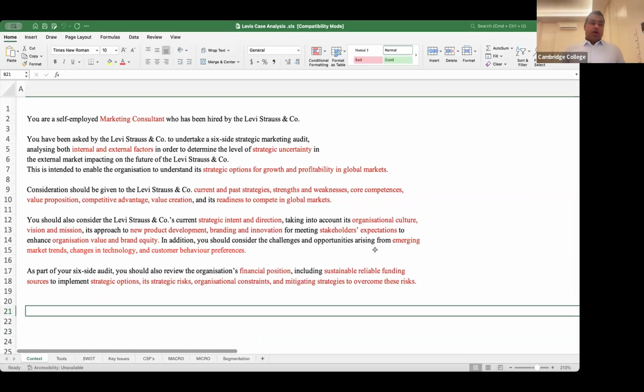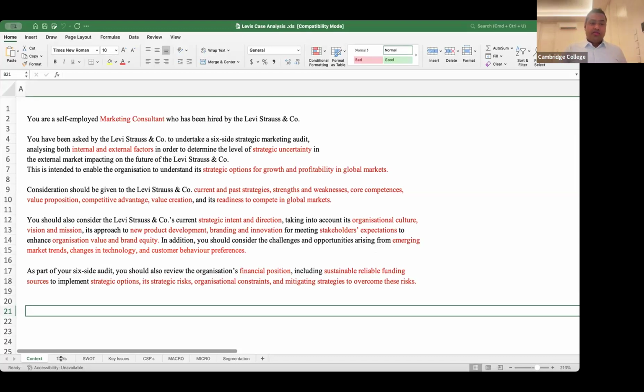In the Levi's case study, you were a self-employed marketing consultant to Levi's headquarters. It's a 100-year-old company, a legacy brand. In terms of theory from the syllabus, you would find in red some of the highlighted areas that are the focus for the questions in tasks 1, 2 and 3. I'm not going to talk through that because you're still undertaking theory.